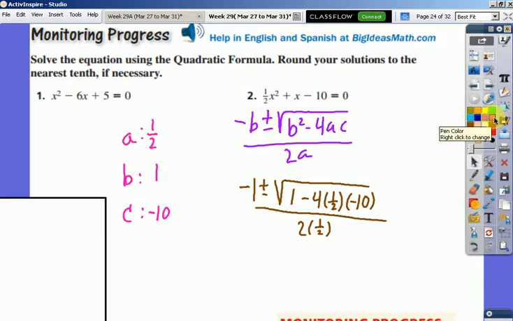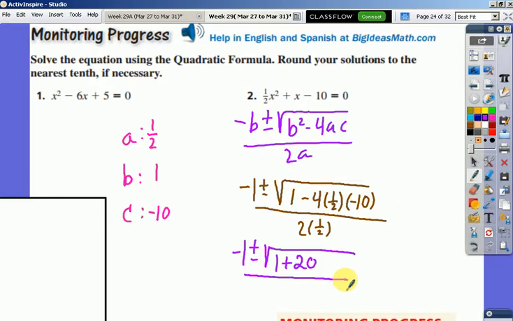So, now we're going to take this and simplify everything. Negative 1 plus or minus the square root of 1 minus... well, let's do plus, right? So we have a minus and a minus. So 4 times 1 half is 2, and 2 times negative 10 is... Does everybody understand why I just made that a plus? Okay. All over what? All over 1.